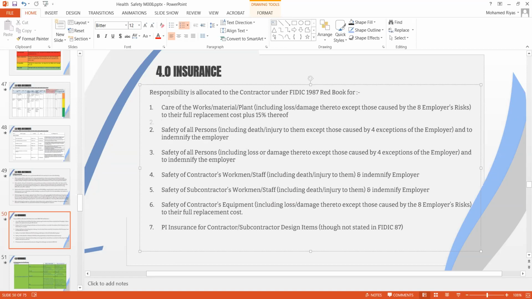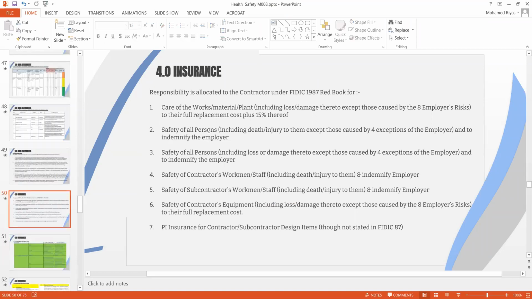So these are the 7 categories of familiar policies in the construction industry. In addition to that, we will have a few more insurance in the course of discussion. The first one we'll discuss, the very famous one, is CAR policy, Contractor's All Risk. According to the FIDIC, it is the insurance for the works, including material and plant.